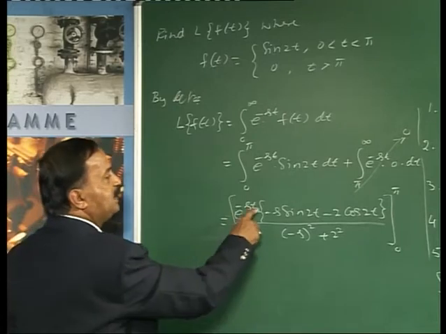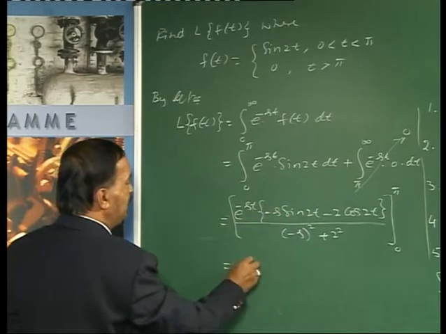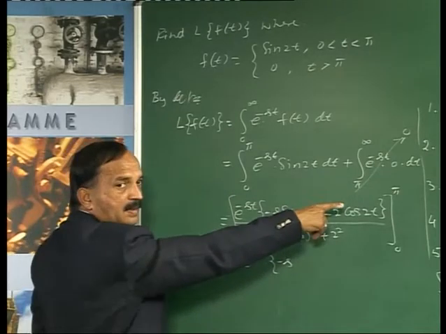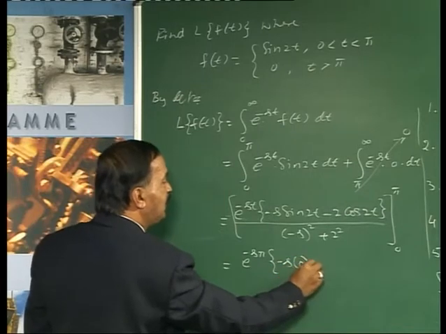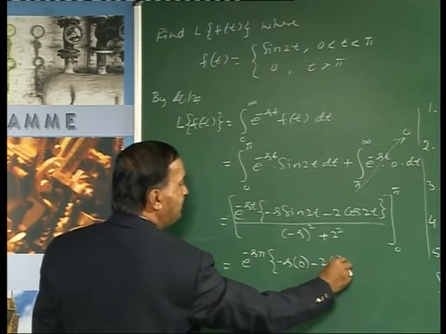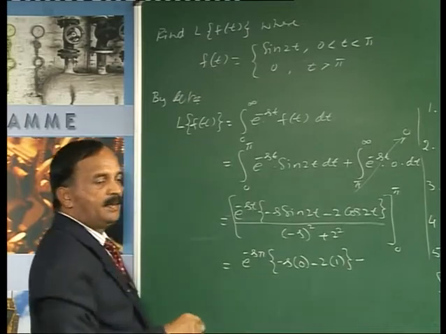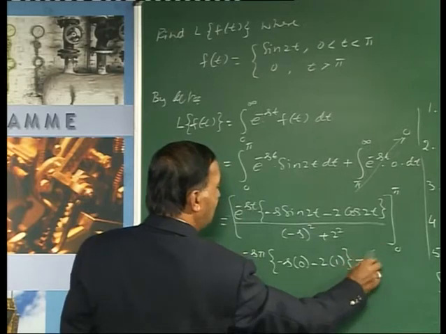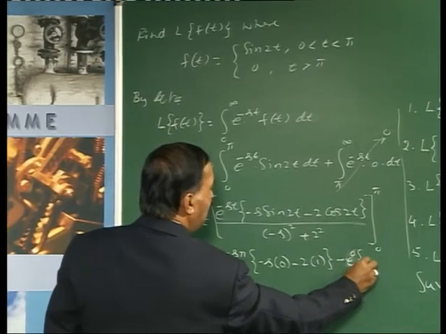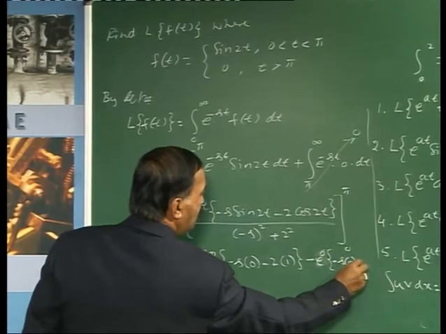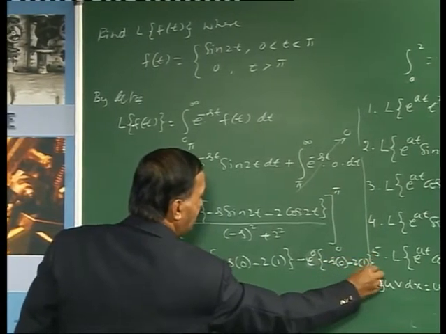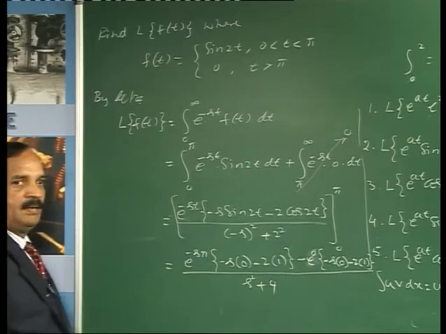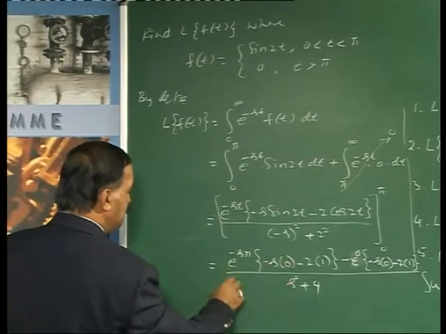That is equal to here, put t is equal to upper limit pi. So, we get e to the power of minus s into pi into minus s into sin 2 pi. Sin 2 pi is 0, minus 2 into cos 2 pi is 1, minus, put t is equal to lower limit 0 here, e to the power of 0 is 1, or you can write e to the power of 0 into minus s into sin 0 is 0 minus 2 into cos 0 is 1, divided by a square plus 4, or otherwise we can write here minus 2.